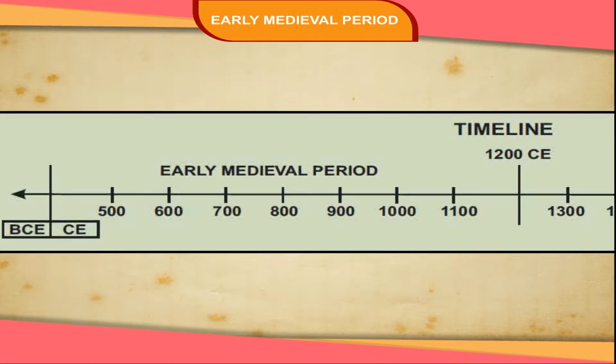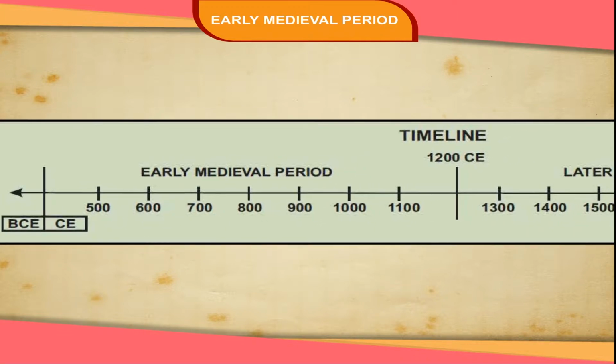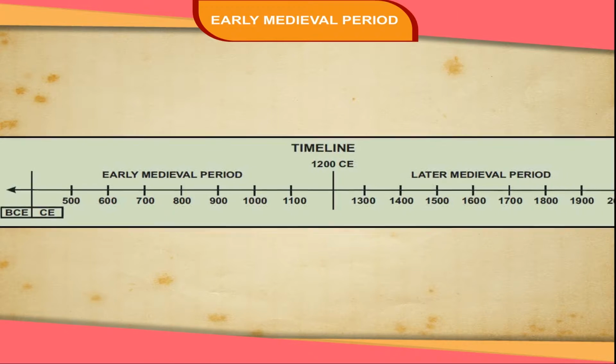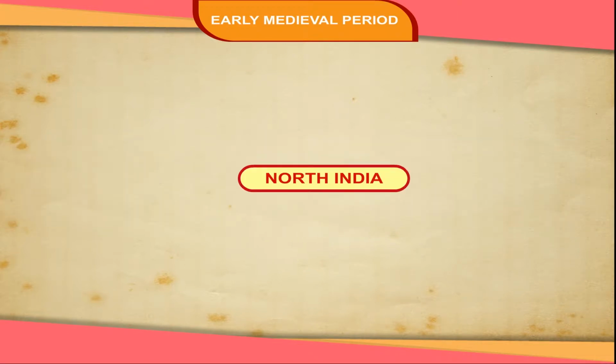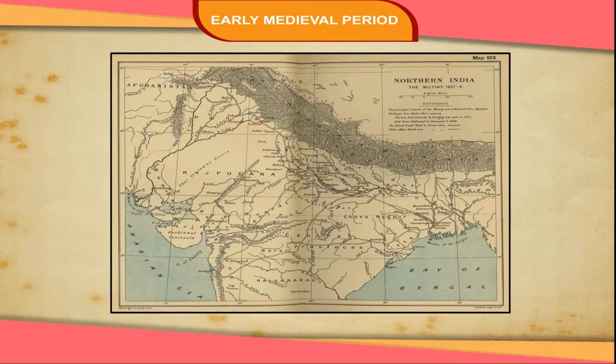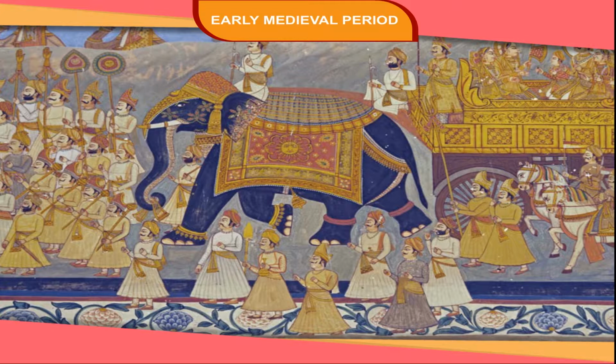In the early medieval period, there were many wars among the regional kingdoms to establish their supremacy in the region. North India. After the death of Harshvardhan, North India broke up into several small regional kingdoms. There were internal conflicts among kingdoms to emerge as a supreme power. Many of these kingdoms were ruled by Rajput chiefs.